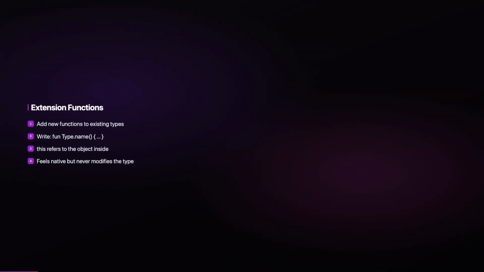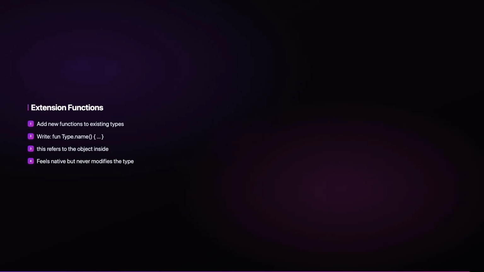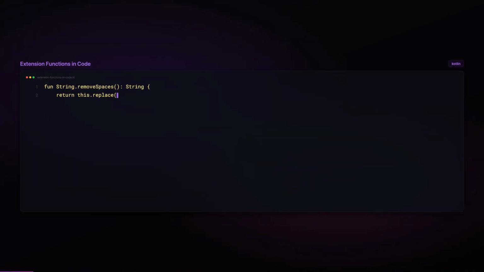Extension functions let you add new functions to existing types without modifying them. You write the type name, then a dot, then the function name. Inside the extension function, this refers to the object the function is called on. The function feels like it belongs to the type, but it does not actually change it. Here are extension functions in code.